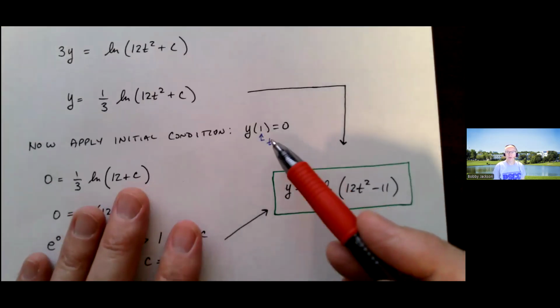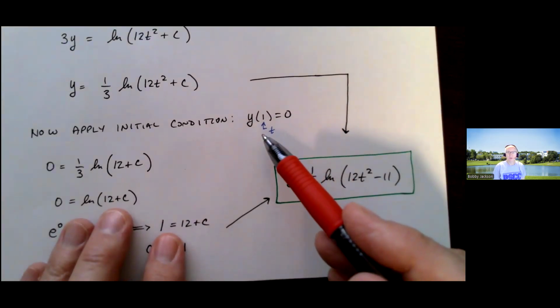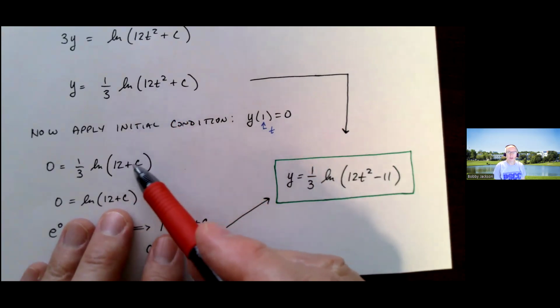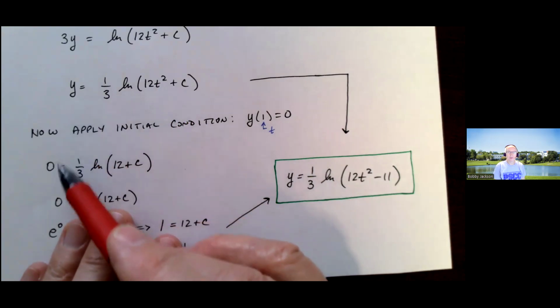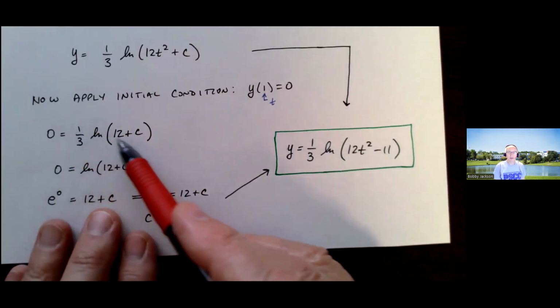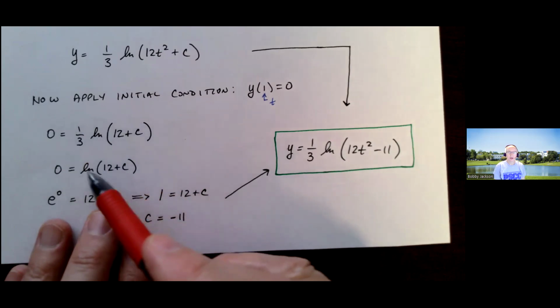y of 1 is 0. Remember, that means t is 1. So I let t be 1. 1 squared is 1. I get 12 plus c in the parentheses. Of course, y is going to be 0. And so therefore, I know that this expression has to be 0. How do I solve for that?